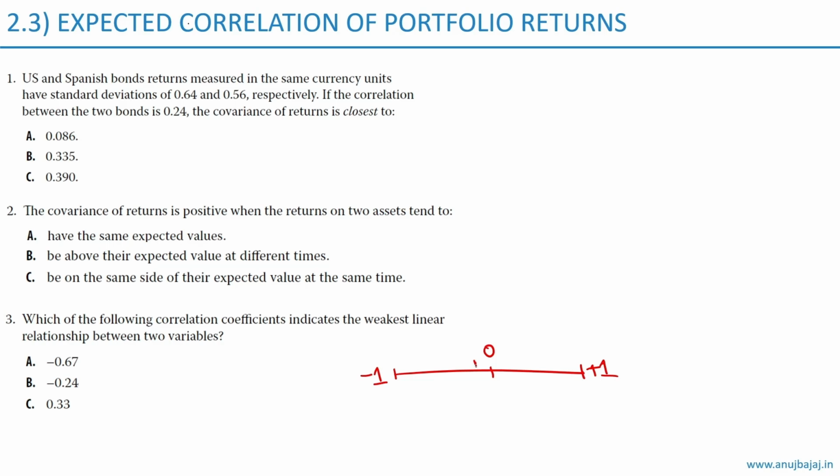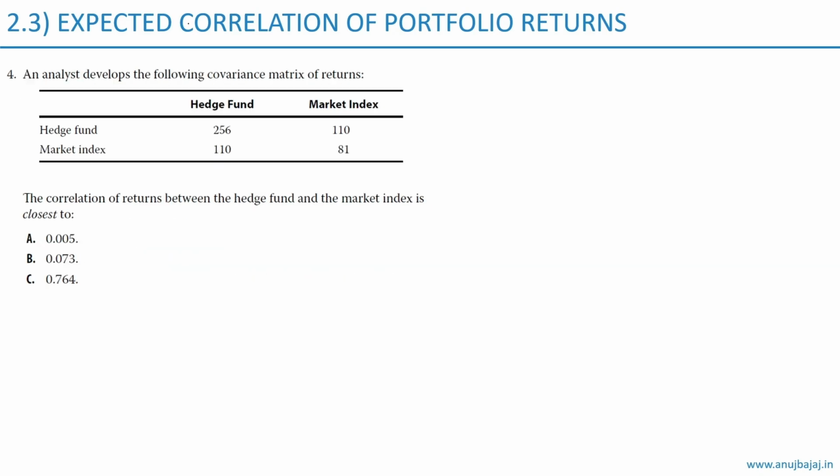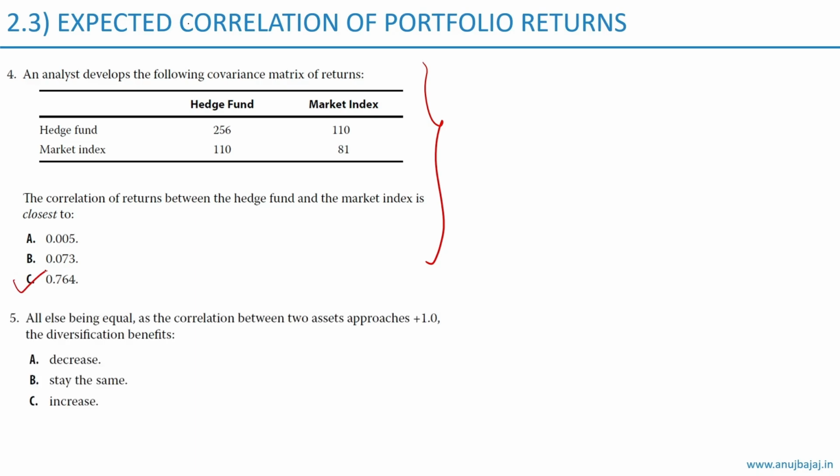So if the correlation is somewhere closer to 0, it indicates a weak linear relationship, and if the correlation is closer to either -1 or +1, it indicates a strong linear relationship. So option B, which is -0.24, is the correct answer. This is the weakest linear relationship among all the three options available. So you can solve this question, and if you have solved the question, the correct answer is option C.